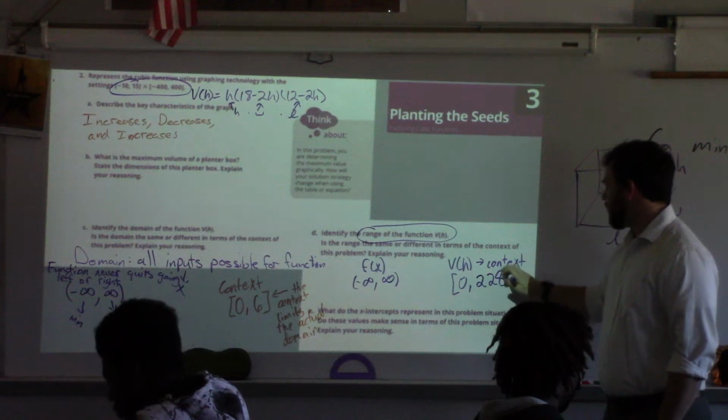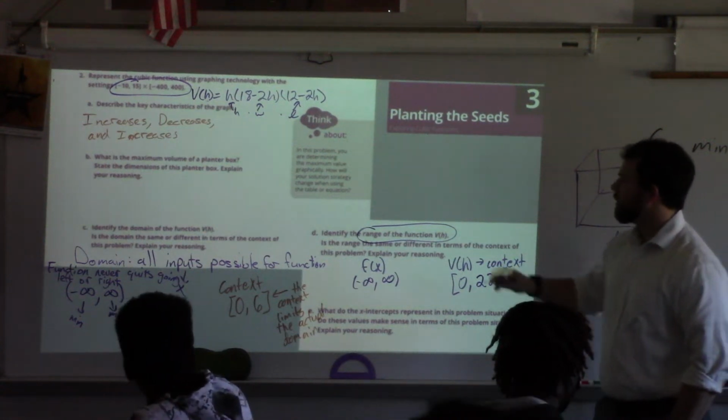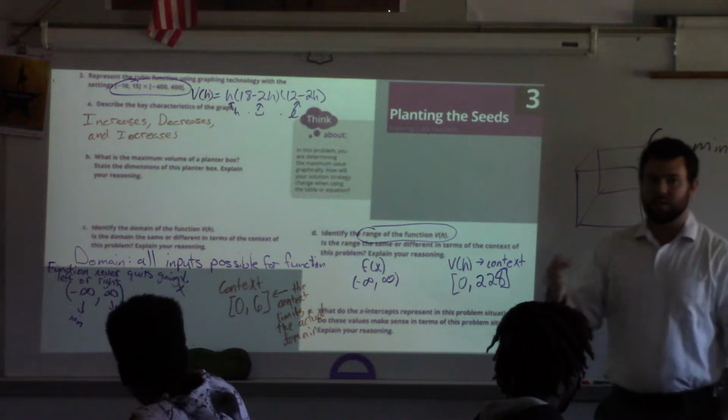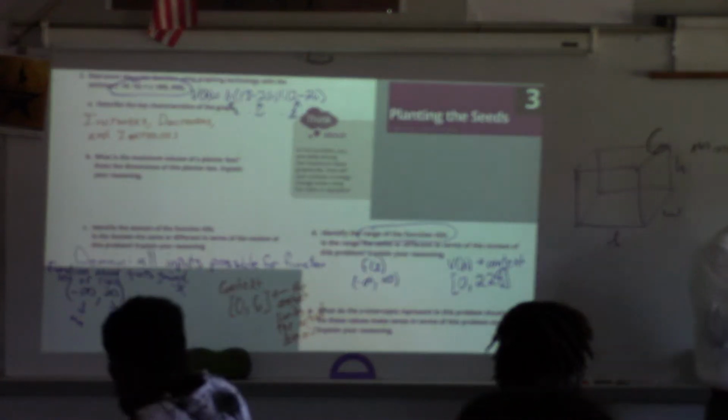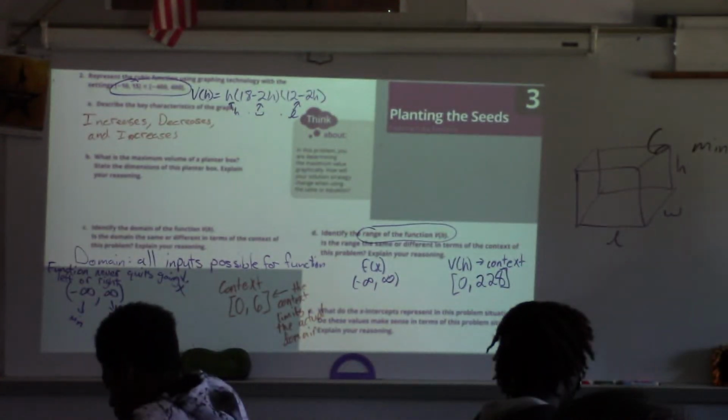Maximum y value is 228. So a couple of key things to notice here: are we supposed to just know these values, the maximum, the domain, the range? No. What are we going to look at to get each of these features?